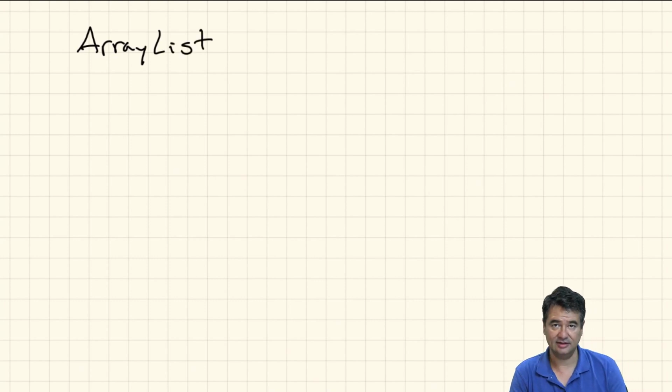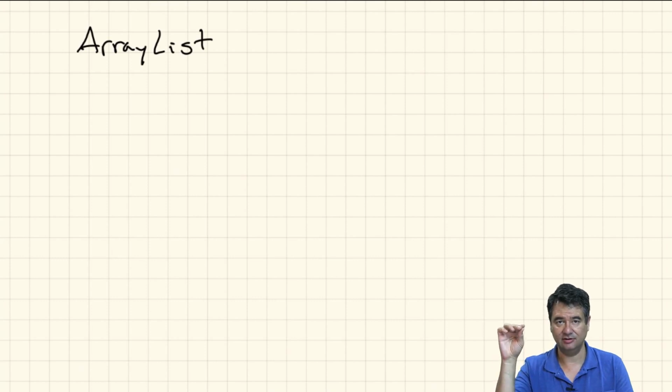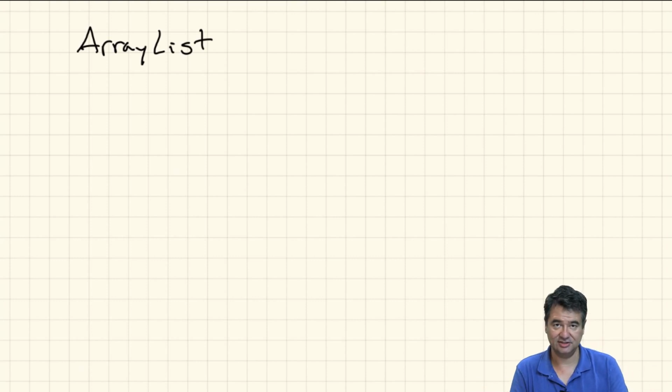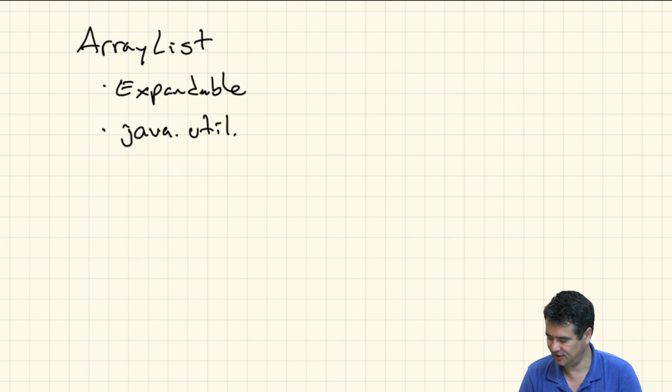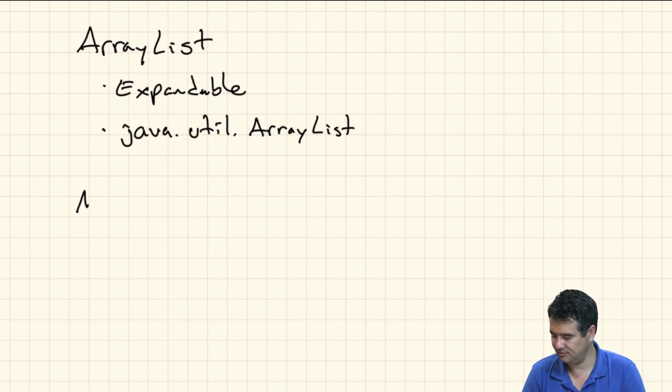Okay, so the idea is it acts like an array in that you've got boxes that start numbering at 0, 1, 2, 3, 4, and so forth, but it's expandable. And so a list is a data structure that's expandable, so this is a list that acts like an array. Its whole name is java.util.ArrayList, and there are some methods that you should know about.